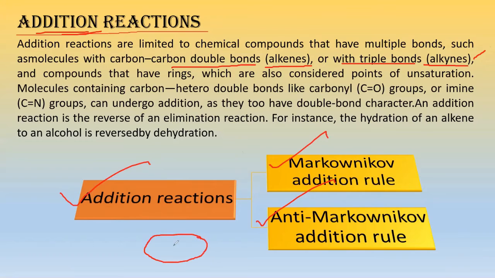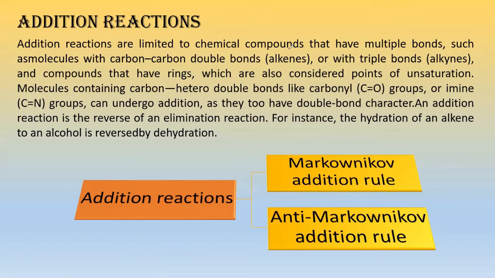You might be seeing that there must be a third condition, but here there is no third condition. Okay, there are two rules only. One is Markovnikov and the other is anti-Markovnikov, right? So let us see what Markovnikov rule is and what anti-Markovnikov rule is.